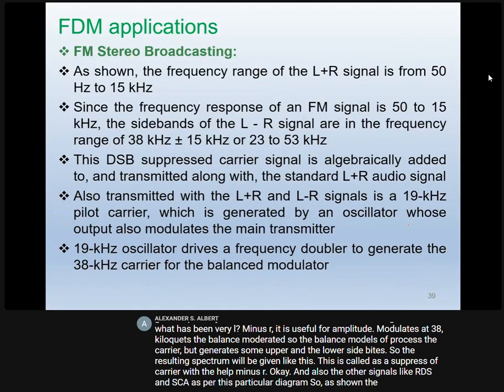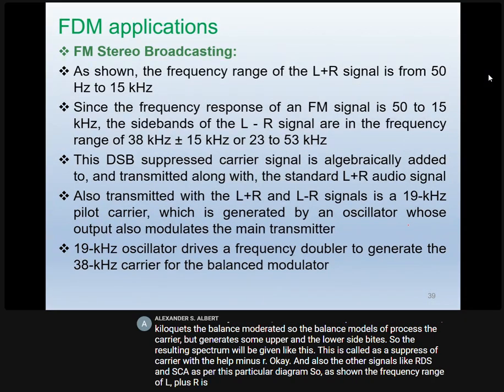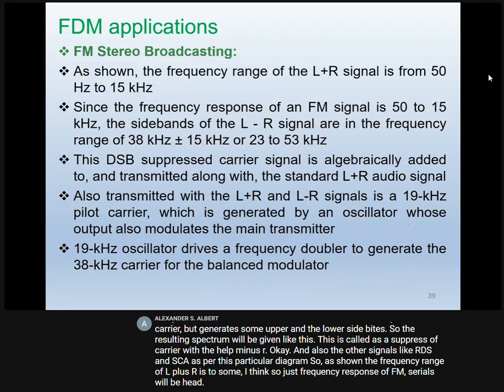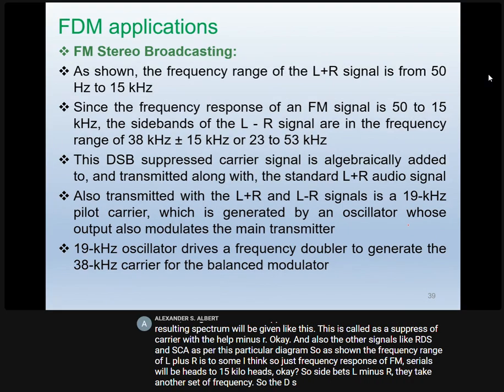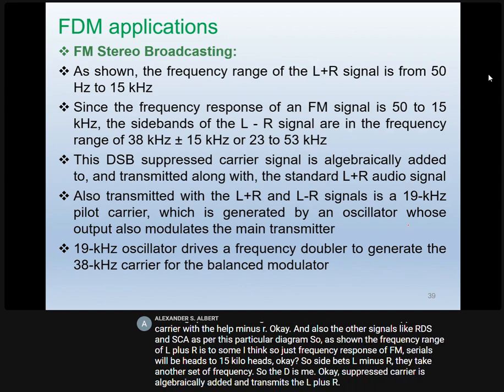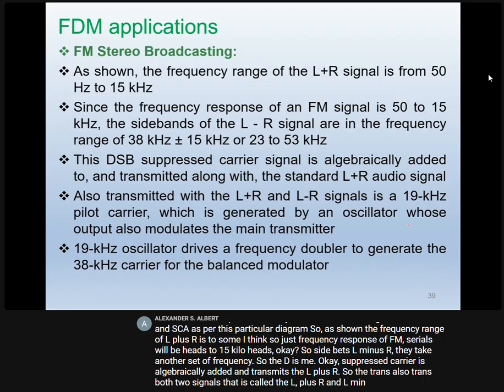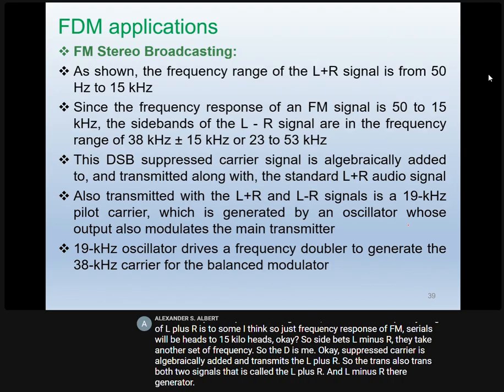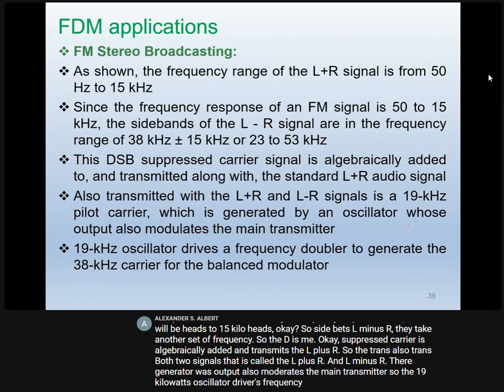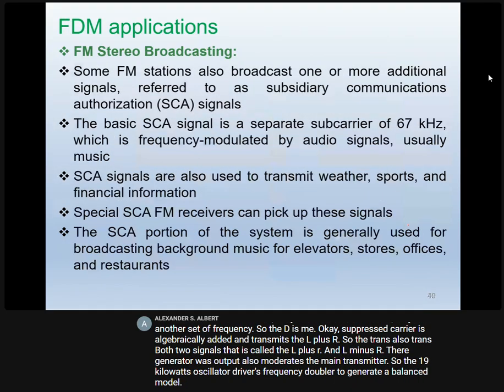As shown, the frequency range of L plus R is from 50 hertz to 15 kilohertz, the frequency response of FM signals. The sidebands of L minus R take another set of frequencies. So the DSB suppressed carrier is algebraically added and transmits the L plus R. Both signals, the L plus R and the L minus R, are generated with the oscillator whose output also modulates the main transmitter. The 19 kilohertz oscillator drives the frequency doubler to generate 38 kilohertz for the balanced modulator.